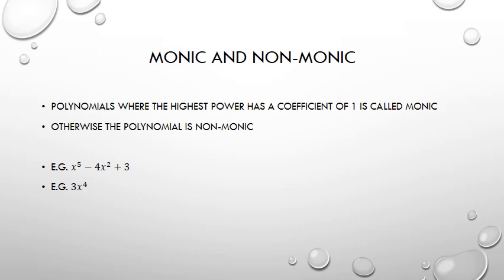Polynomials where the highest power has a coefficient of 1 is called monic. So what that means is you check the highest power term here, and if it has a coefficient of 1, so this first one uses x to the power 5, so that'll be monic. It'll be non-monic otherwise, so if you check the second one, there's a 3 here, so that'll be non-monic.